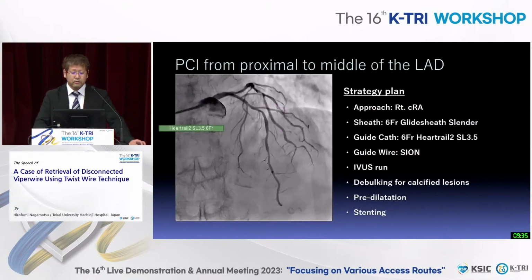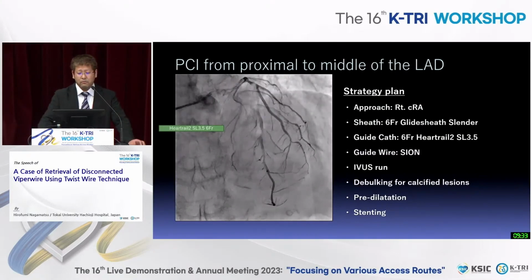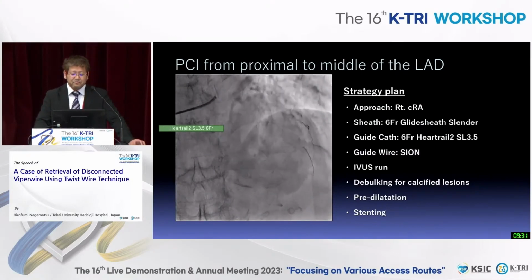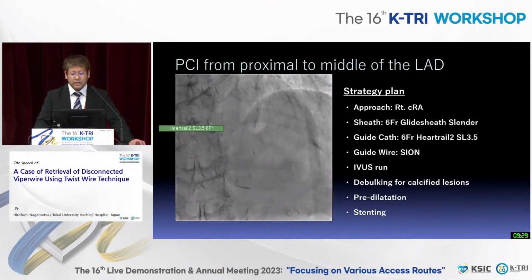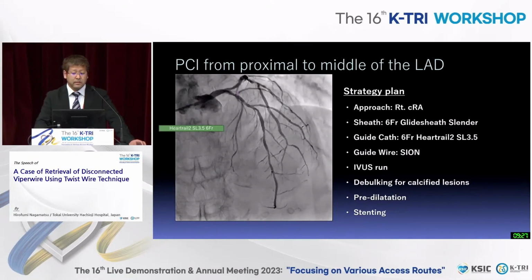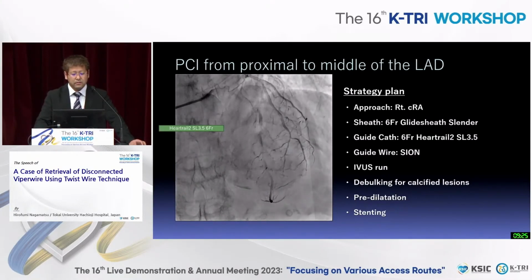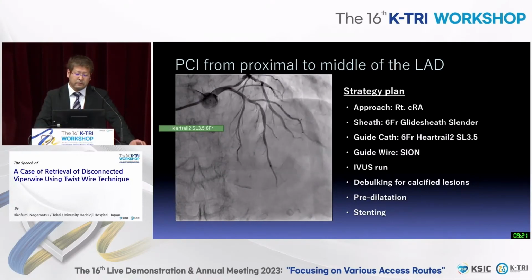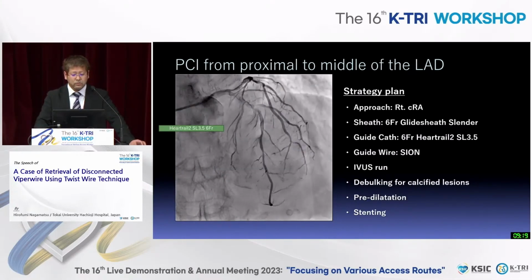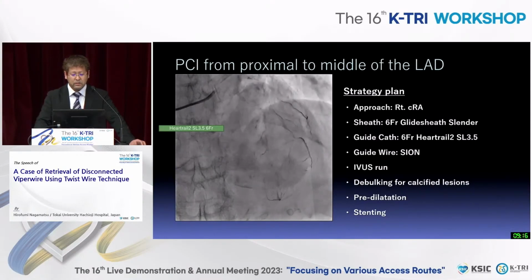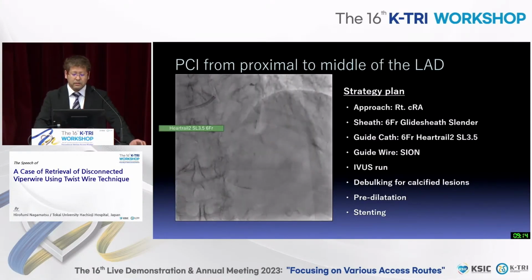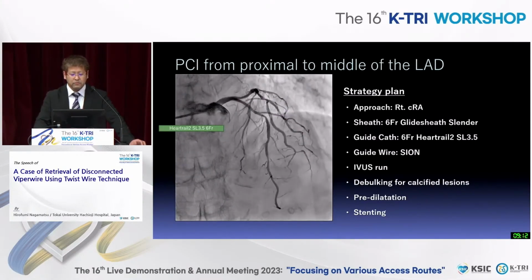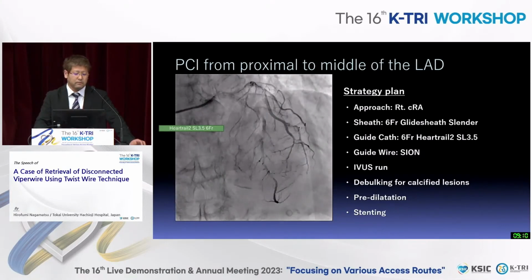This is the strategy plan. We punctured the conventional radial artery and used a 6 French guiding catheter, SS 3.5, and crossed the Sion wire and performed an IVUS run. If the calcified region seems to be strong, we will debulk with the Rotablator system. After debulking, predilatation was performed and the drug-eluting stents were deployed to the regions.